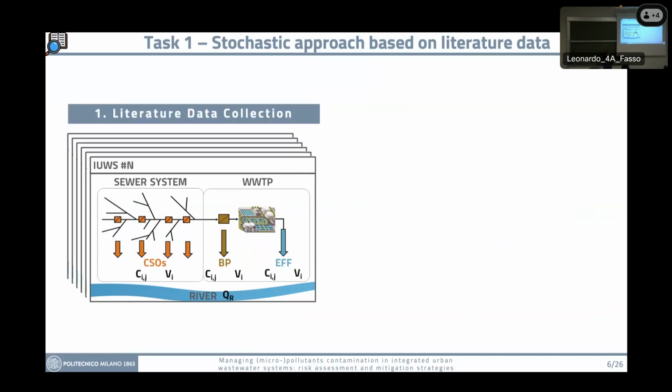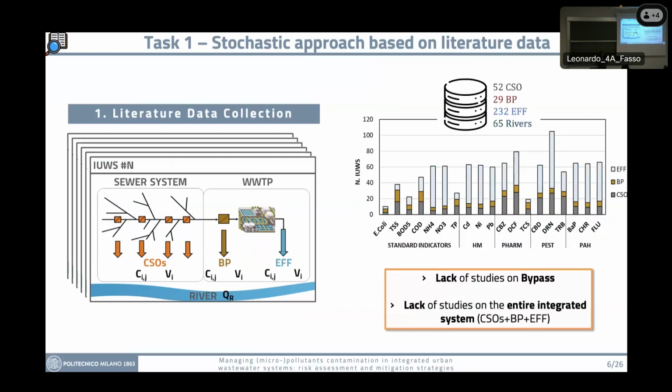We did this collection of data on several cases, but what we first found is that there are a lot of studies on the effluents, but much fewer on the wet weather discharges. And also on the bypass, we really have very few references. And moreover, if we look at these studies, they only focus on one or maybe a few discharges, and they don't compare the different types of discharges that actually impact the same river.